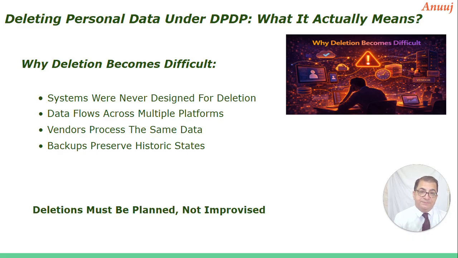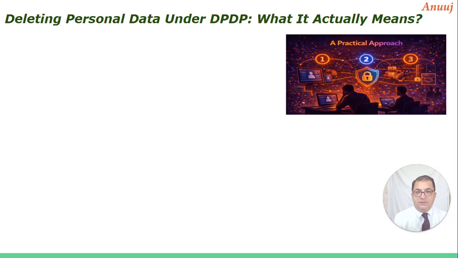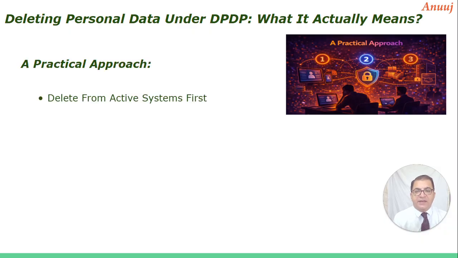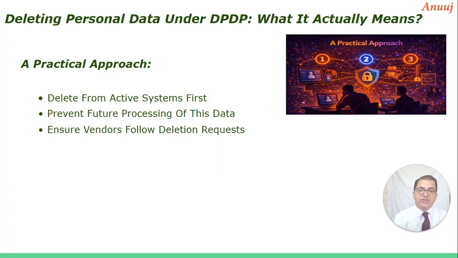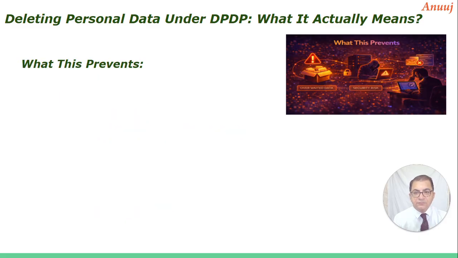Deletions must be planned, not improvised. It has to be a part of the system. Practically, you should delete it from active systems first, then prevent any future processing of the data, and then ensure that the vendors also follow your deletion requests. Data is removed both from the active systems as well as databases that are kept with vendors. Follow the retention based expiry systems.